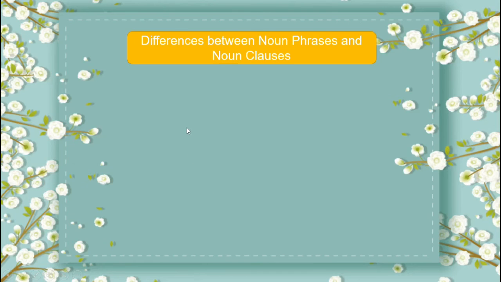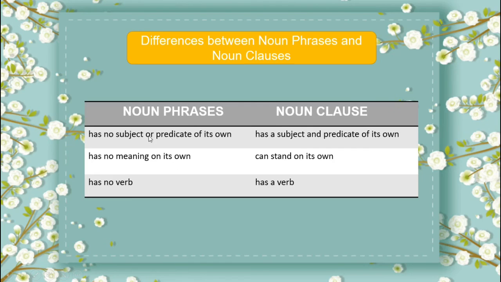Students, let's note a few differences between noun phrases and noun clauses. There are basically three differences. The noun phrase has no subject or predicate of its own, while the noun clause has a subject and a predicate of its own. The noun phrase has no meaning on its own, while the noun clause can stand on its own. The noun phrase has no verb, while the noun clause has a verb.